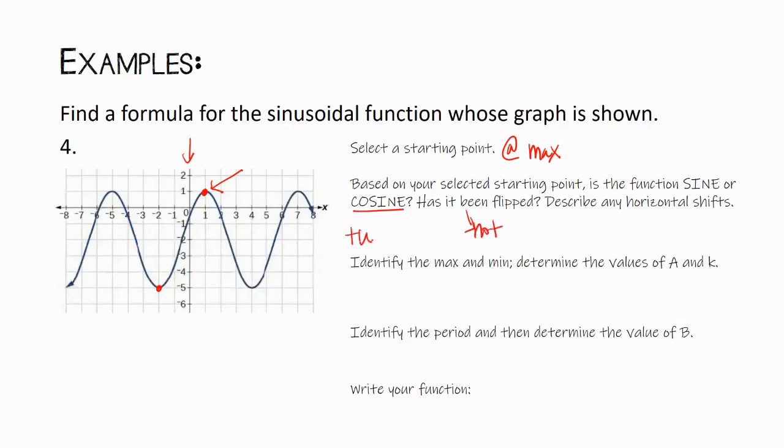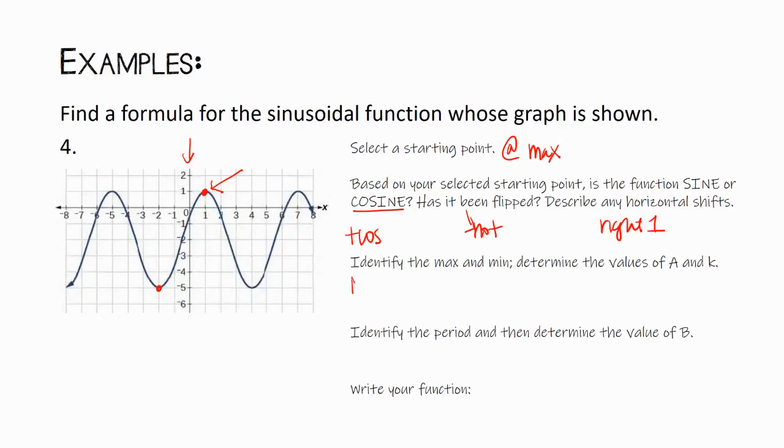So it is a positive cosine function. It has been shifted to the right 1 unit. Notice if I had chosen this other point as my starting point, it would be a negative cosine function because that's a minimum point and that was shifted left 2. So it would change whether it's positive or negative cosine, and it also changes the shift.